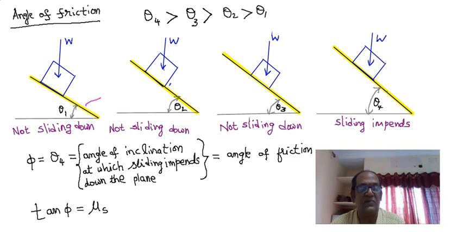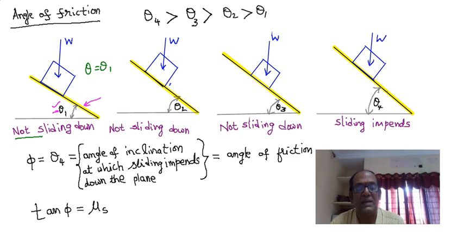This is the rough surface over which a block is resting, and the rough surface is inclined at a small angle theta 1. We know that if there is sufficient friction available, for small values of theta, the block does not slide down. Let us say that when the angle of inclination is theta 1, the block is not sliding down.